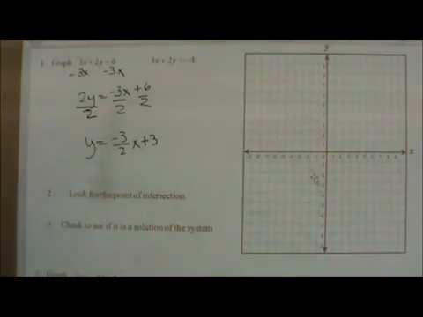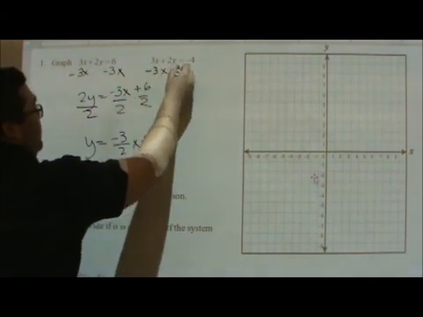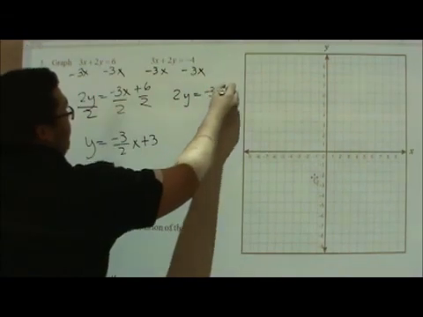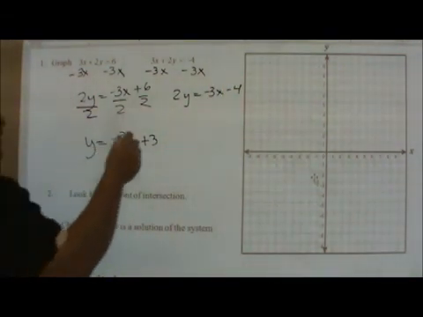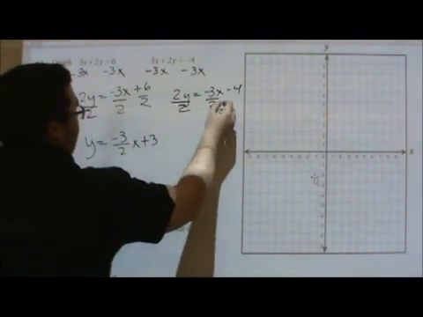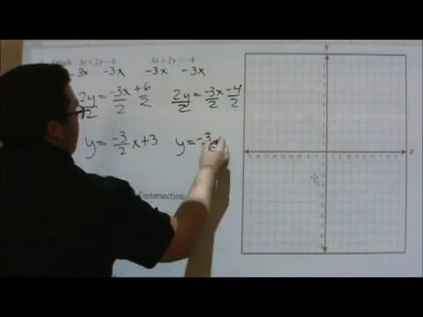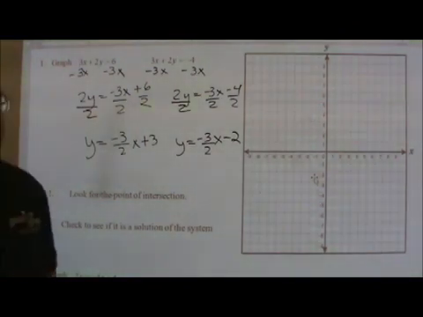Let's go to our second equation. The second one. Well, we're going to subtract 3x again. And then we'll divide by 2. You're going to notice something about these equations compared to all the other problems we've done.